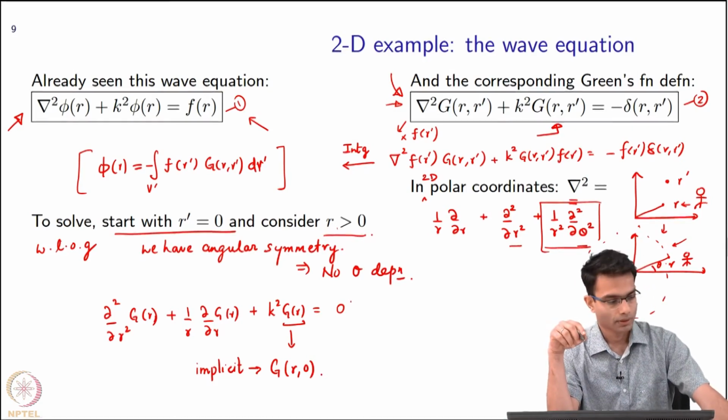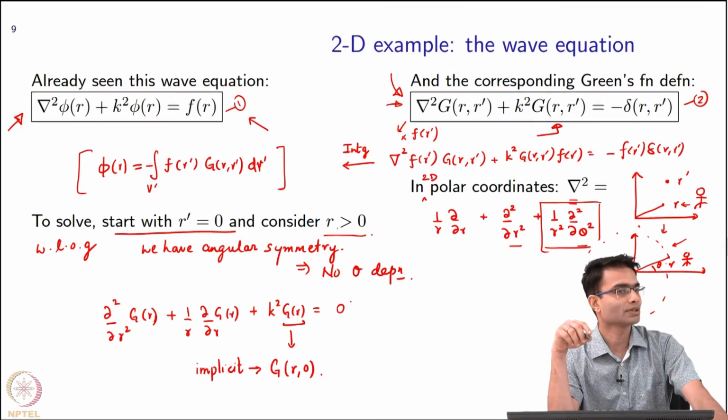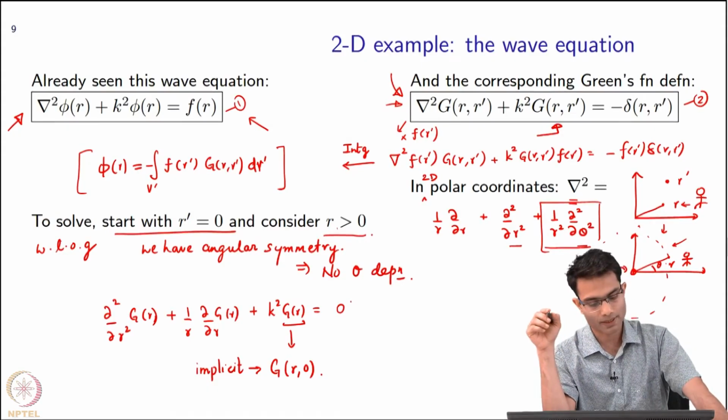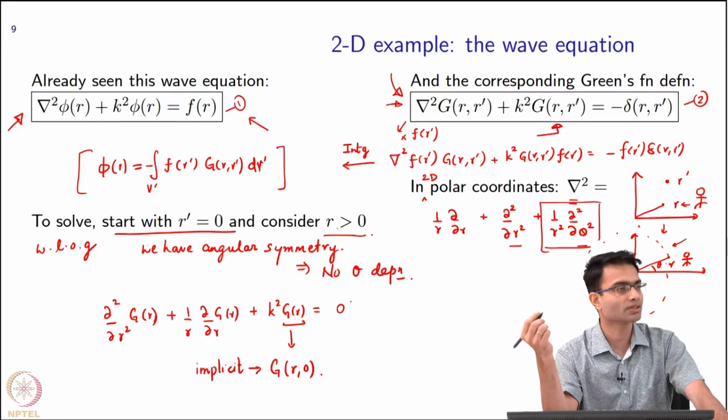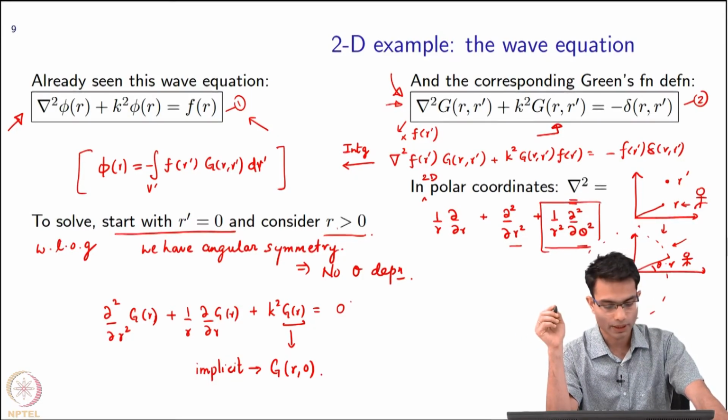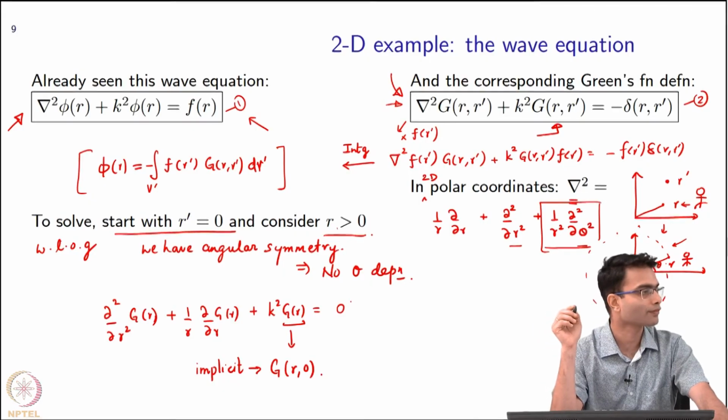Okay. We will deal with the singularity, the r equal to 0 point, in the very end, as we had done in the 1D example. Now, this is the second order homogeneous differential equation that we want to solve. Let us try to get it into a little more familiar form.